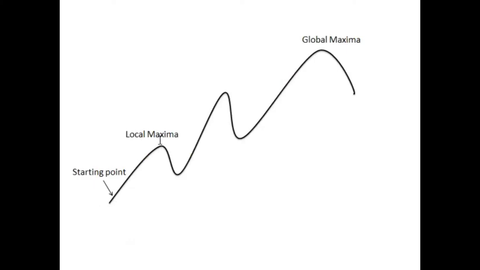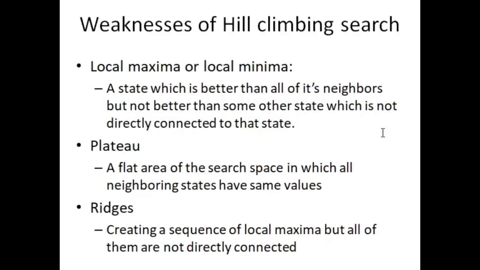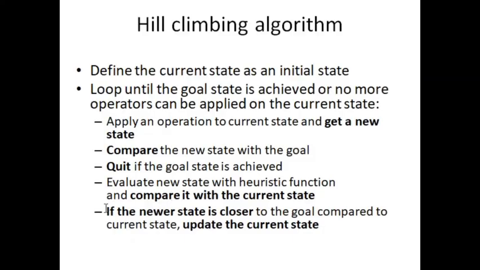For example, this top position is a better position if we compare it with its neighbors. But it is not a good position if we compare this point with that point, which is not directly connected. If they were directly connected, it might have reached there through a sequence moving upward. The other problem is the flat problem, a flat area of the search space in which all the neighbor states have the same values. So just look at this algorithm again.